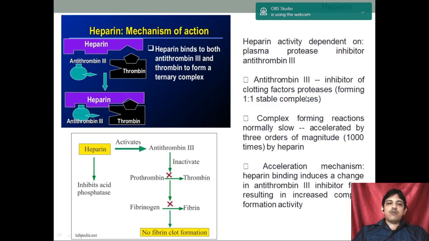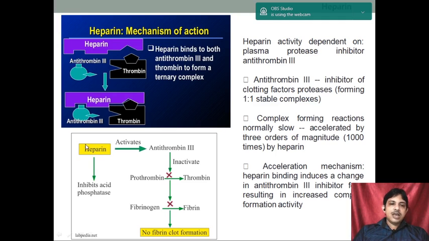Clear? A 1:1 stable complex. This complex forming reaction is normally slow, but it is accelerated by three orders of magnitude, almost 1000 times, by heparin. In the accelerated mechanism, heparin binding induces a change in the antithrombin, resulting in increased complex formation activity.